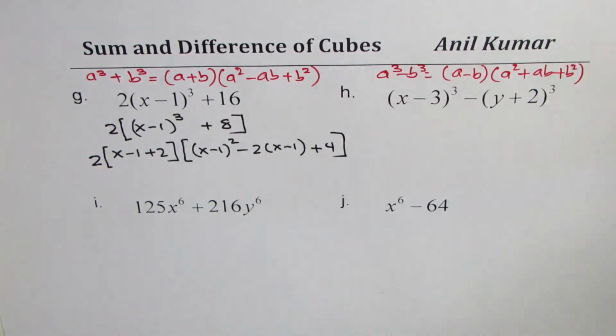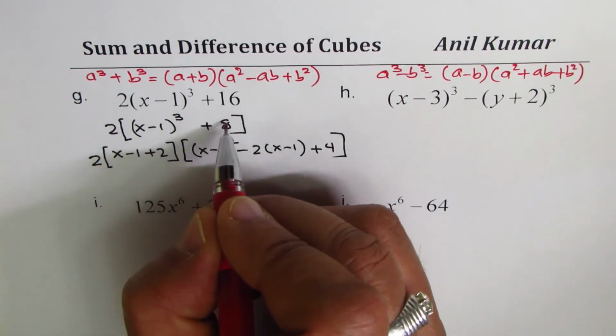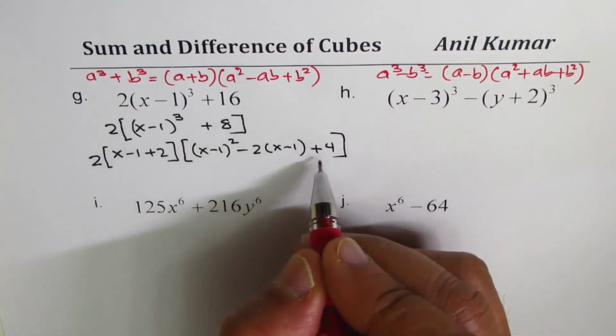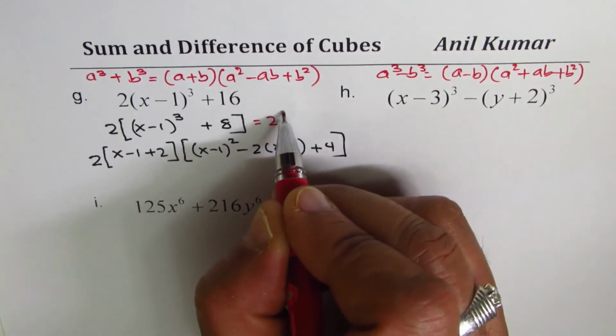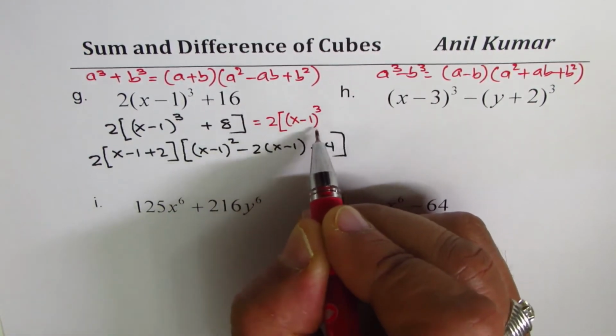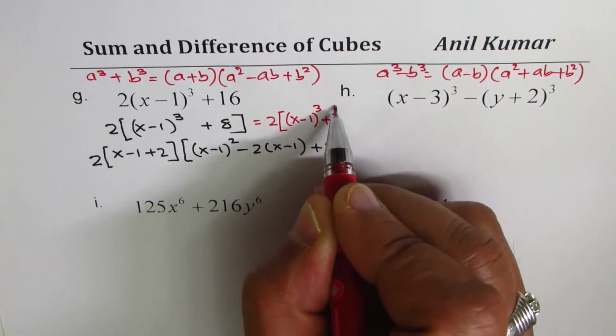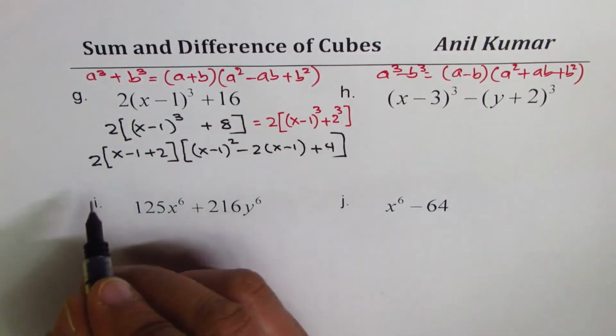All right. So remember 8 is 2 cubes. So if it is getting complicated, let me rewrite this as 2 times (x minus 1) whole cube plus 2 cube, right? That is how we got 4. Is it okay? Now you could simplify this.